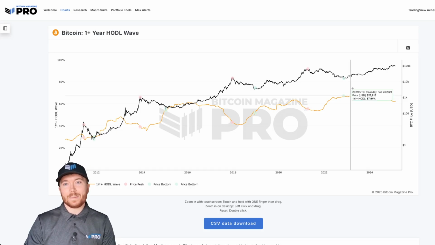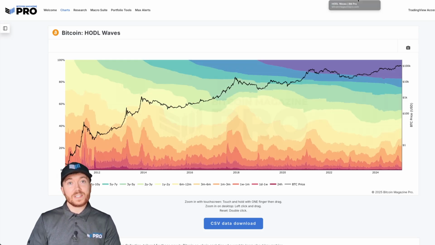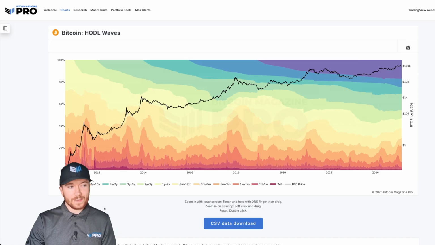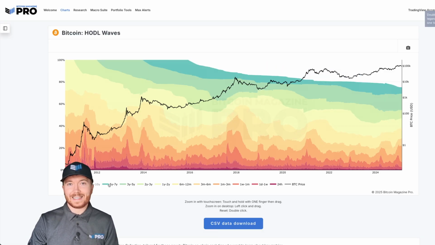We can go a step further with this and look at the total HODL waves. So here we can see in a very colorful format the different HODL waves, but classified by age bands. So we can see on the key down here, we can isolate to look at BTC that has been held by wallets for at least 10 years, 7 to 10 years, 5 to 7, etc. And this allows us to really isolate a particular type of investor or trader.